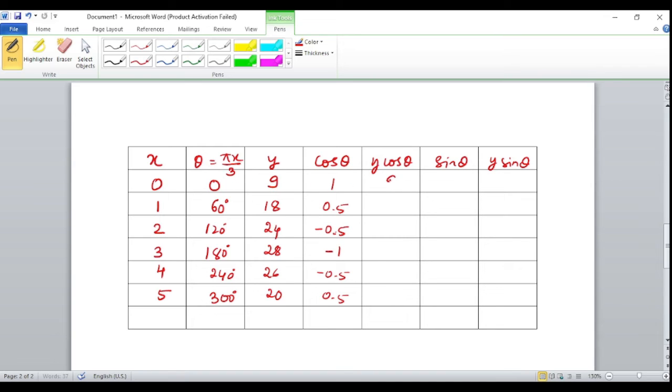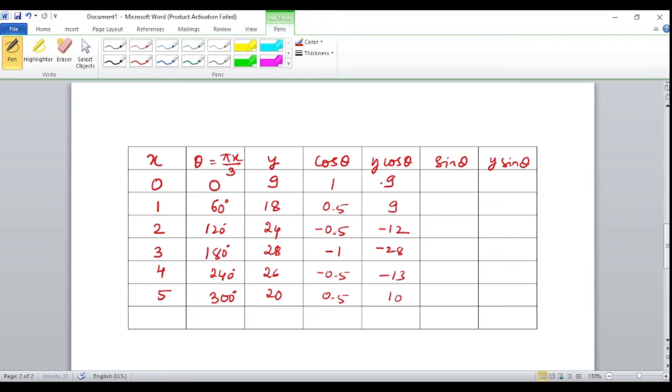Now I can multiply. 9 into 1 is 9. 18 into 0.5 is 9 again. 24 into minus 0.5 is minus 12. 28 into minus 1 is minus 28. 26 into minus 0.5 is minus 13. 20 into 0.5 is 10.